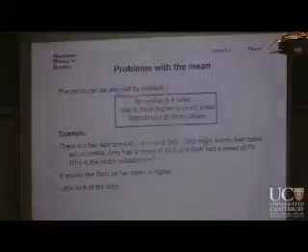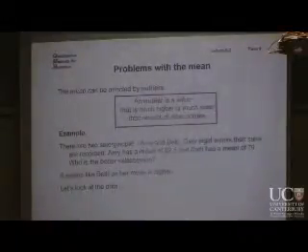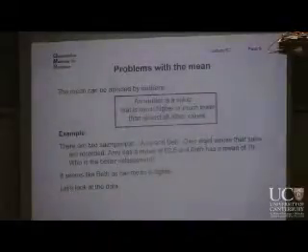Okay, problems with the mean. Now, real data has outliers in it all the time, and they're actually a real nuisance. They are the thing that makes statistics more of an art than a science, because every time you get an outlier, you have to decide what to do with it, and it really isn't clear.